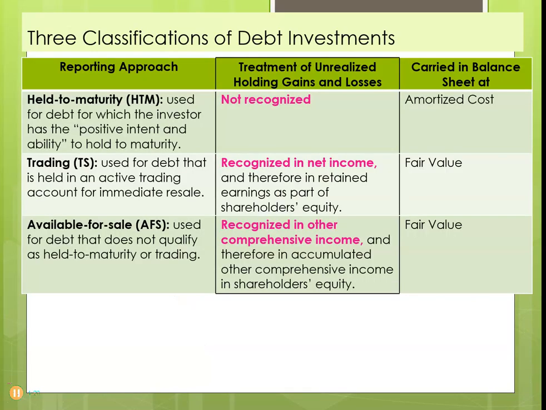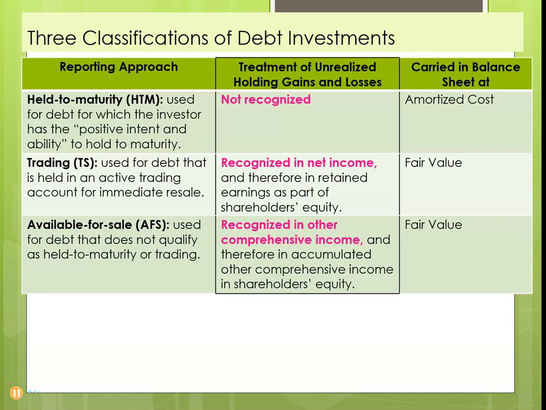Now we're talking about debt instruments, and here we have three types. Held to maturity, which means you have both the ability and the intent to hold until they mature, so you do not recognize any unrealized gains or losses, and all you do is amortize any premium or discount. Trading securities are very shortly held. Any unrealized gains or losses are recognized in income, and they're always shown at fair value.